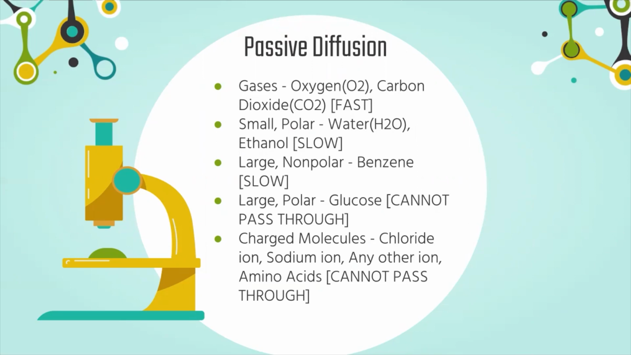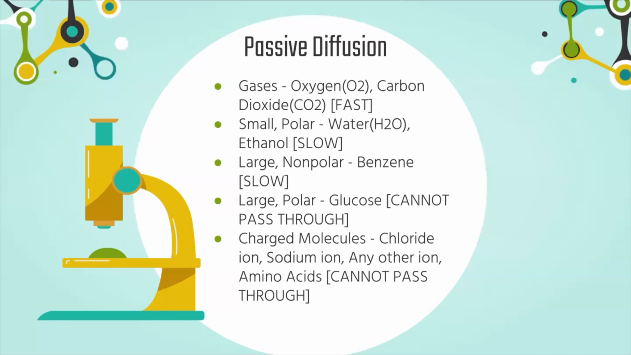Now, some examples of small non-polar molecules are gases like oxygen and carbon dioxide, which travel through rapidly. Other things such as water and ethanol, which is like a drinkable alcohol, can also pass through the cell membrane since they're small. But these are polar molecules, which means the inside of the phospholipid bilayer, which are the fatty acids, do not like it. So although they can still sneak in, it takes a long time to go through because they're polar. So it takes a longer time to go through the phospholipid bilayer.